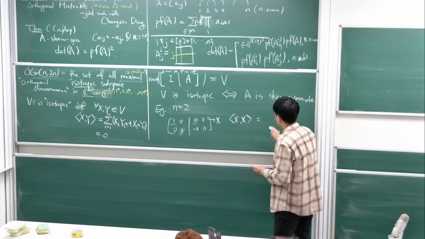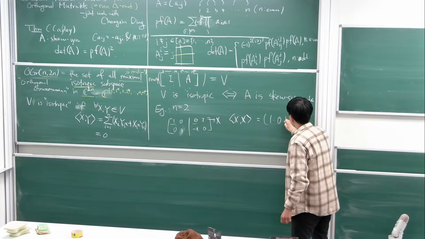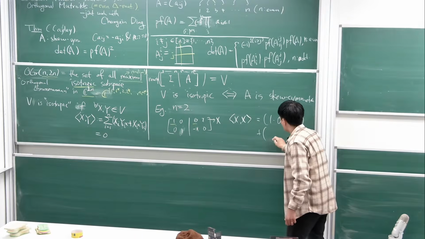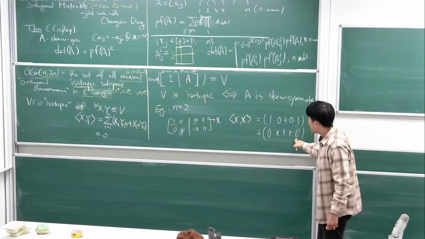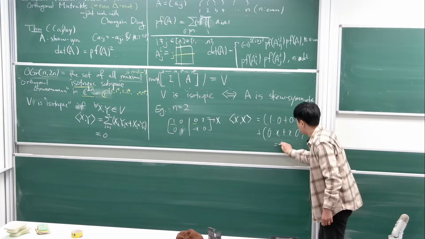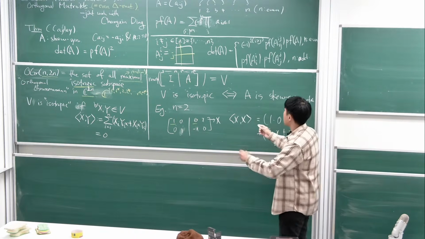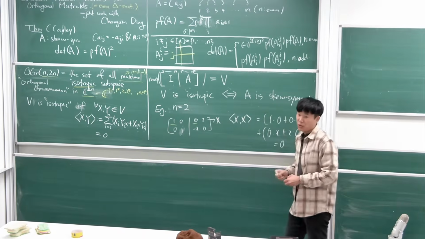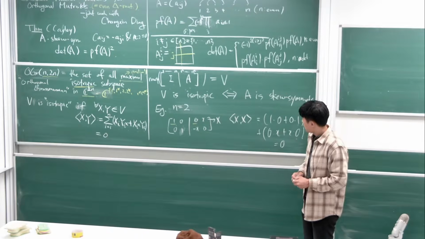So in this case, this is something like 1 times 0 plus 0 times 1 when i is equal to 1, and 0 times x plus x times 0 when i is equal to 2. This vanishes. This is the specific case, and indeed, it is not that hard to prove that B is isotropic if and only if A is skew-symmetric. Maybe you want to show x and y, the first row and the second row.